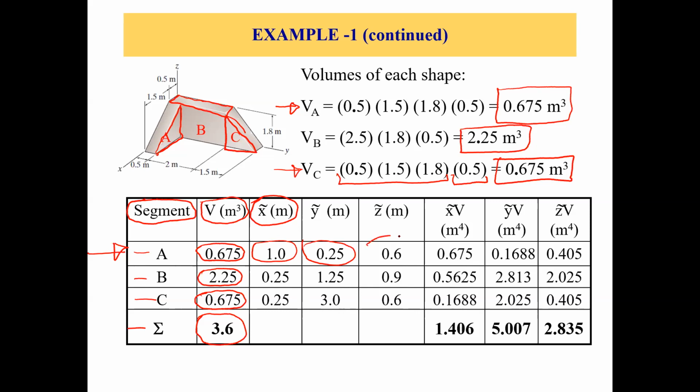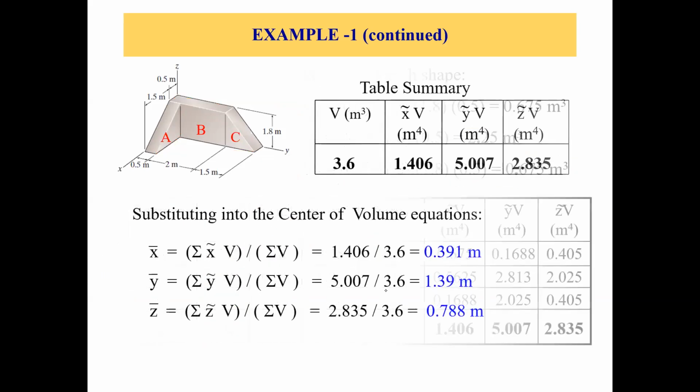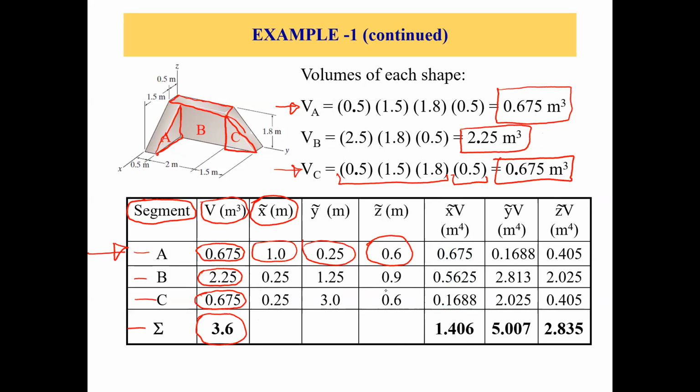Then the z coordinate of part A, z bar. From the origin, it would be 1/3 of the height, so 1/3 of 1.8 meters, which gives 0.6 meters. Now we are done with X bar, Y bar, and Z bar for part A. All right, so now let's talk about X bar, Y bar, and Z bar for part B.